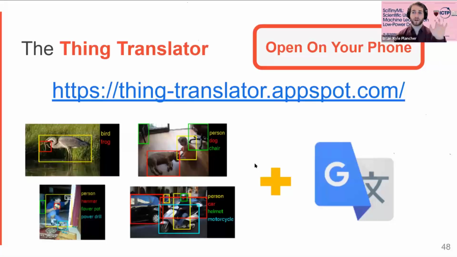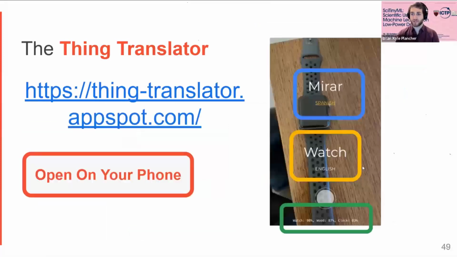It's a little app where they took Google's object detection API, the thing that finds all these objects in images, and they took Google Translate and hooked them up together into one fun little app. Essentially, if you take a picture of something around you, it will tell you what the object is in English. That's in the yellow here. And then in the blue here, it will also translate that word into a different language.